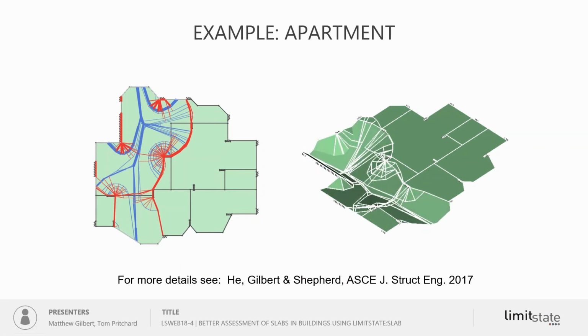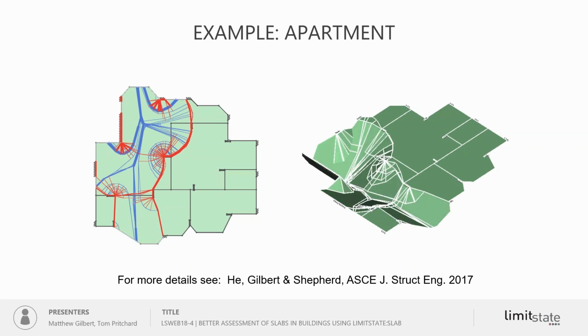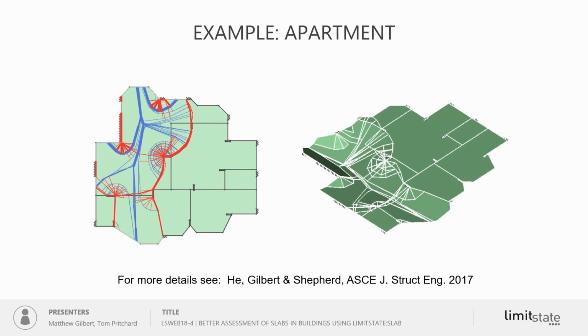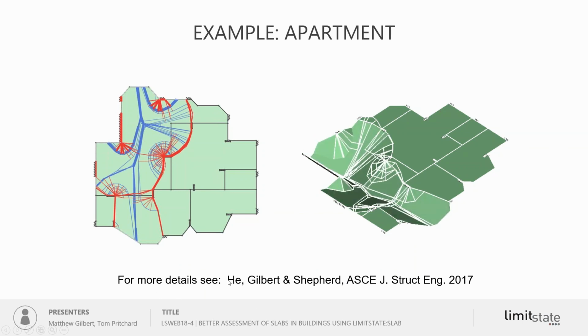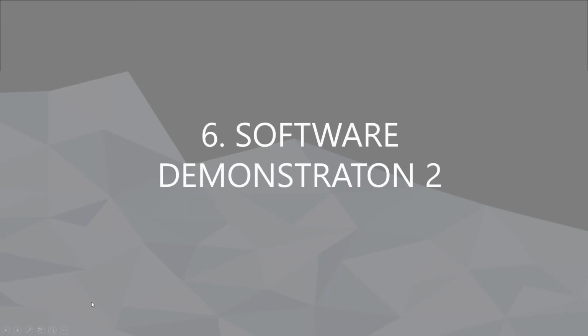So in other words, they overestimated the capacity of the slab by about 7%. Although to compensate, they had a 15% margin of safety. So actually, their work was perfectly safe. If you're interested in this example, there's actually more details in a paper that was published last year. It's an open access paper, so anybody can get hold of it, published in the ASC Journal of Structural Engineering. Okay, so I'm going to hand over now to Tom, who's going to pick up on some slightly more detailed example problems.